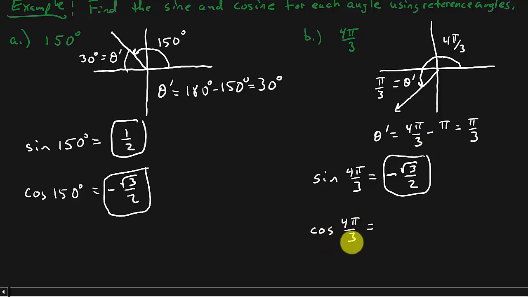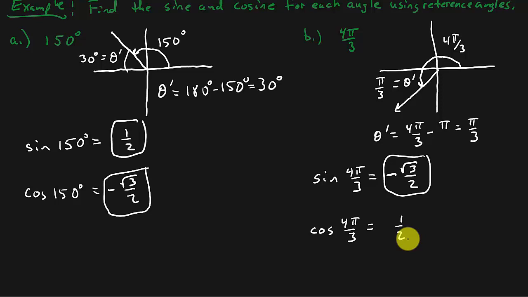Cosine of 4 pi over 3. Reference angle is pi over 3. What's the cosine of pi over 3? Or what's the cosine of 60? That's 1/2. Okay? So we got the value.